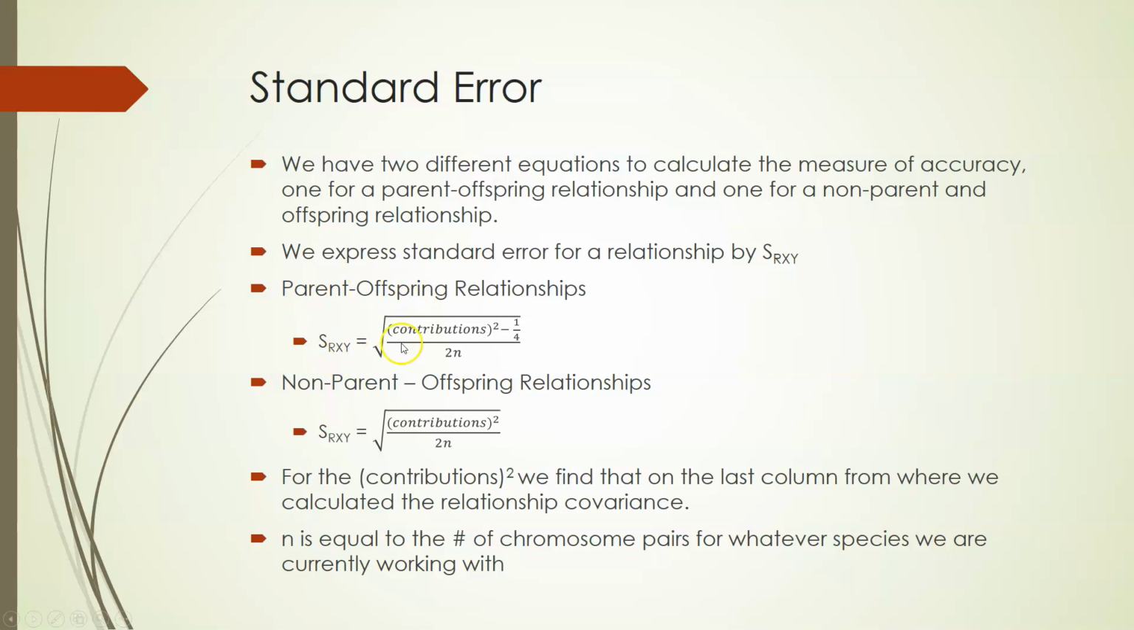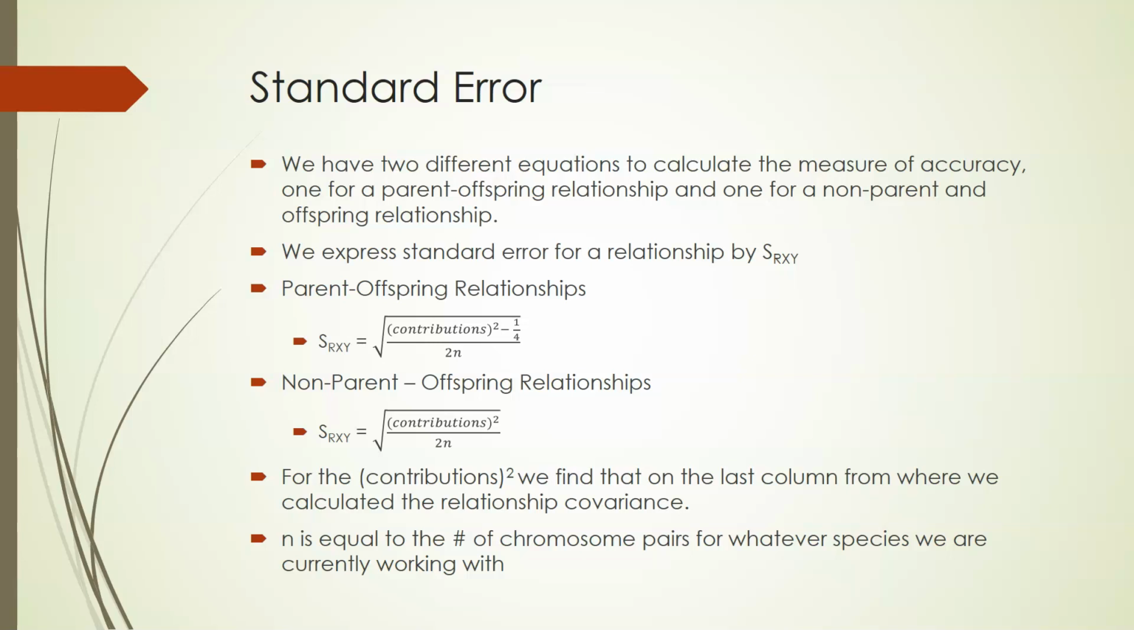But we have the parent to offspring and then the non-parent to offspring relationships. I don't need to get into a whole bunch about why a quarter is used, but it's used for different reasons when we talked about parent-offspring relationships, things like that. So we express the standard error by that. These are the two formulas we use. Pretty simple. If you're talking about a parent and offspring, use the first one. If it's anything else, use the second one.